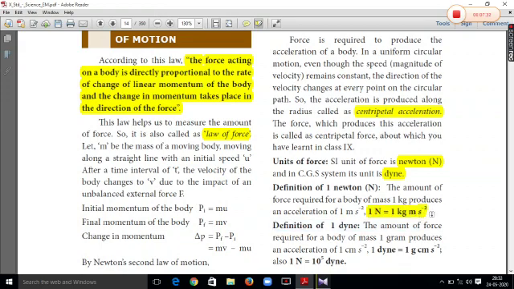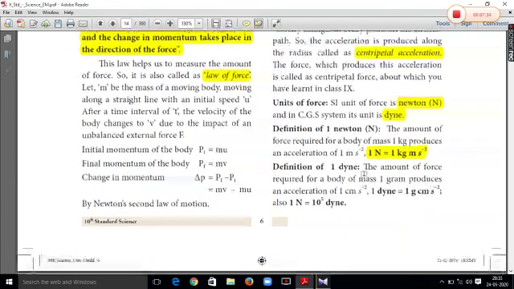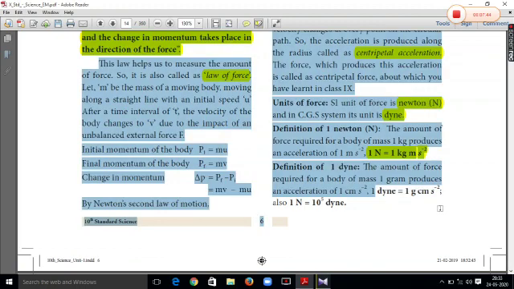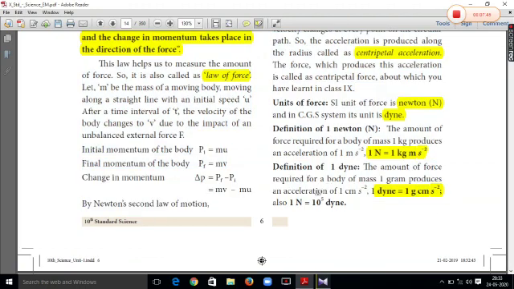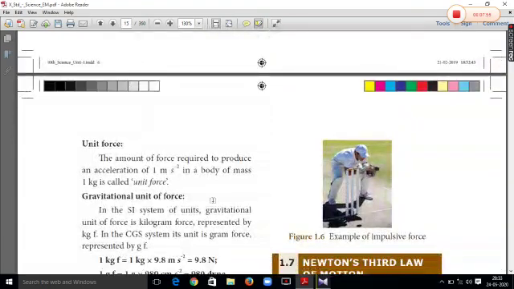Definition of 1 dyne. The amount of force required for a body of mass 1 gram to produce an acceleration of 1 cm s^-2. 1 dyne is equal to 1 gram cm s^-2. Also, 1 Newton is equal to 10^5 dyne. Unit force. The amount of force required to produce an acceleration of 1 m s^-2 in a body of mass 1 kg is called unit force.